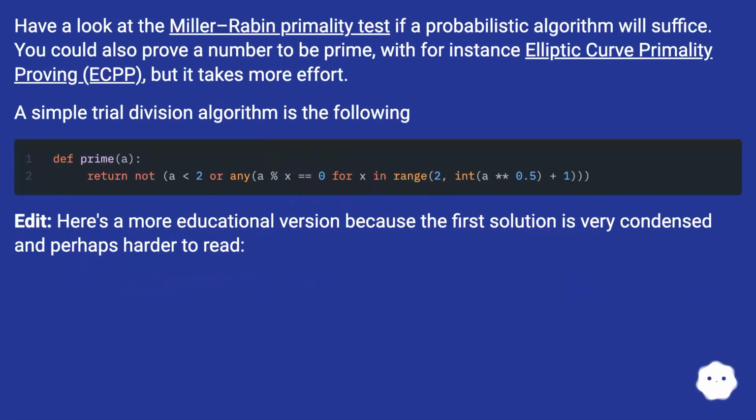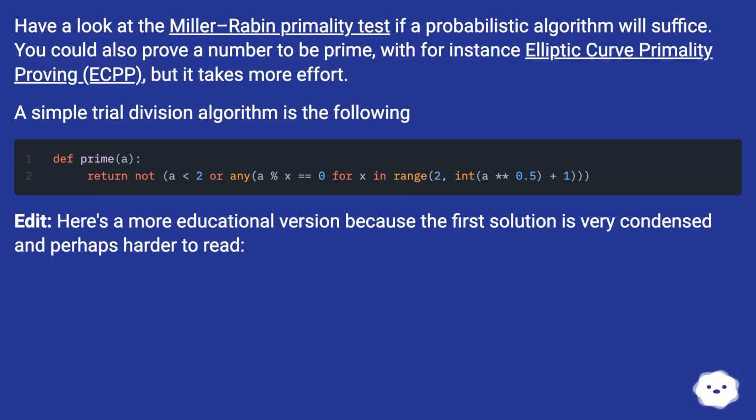Have a look at the Miller-Rabin primality test if a probabilistic algorithm will suffice. You could also prove a number to be prime, with for instance elliptic curve primality proving, ECPP, but it takes more effort. A simple trial division algorithm is the following.